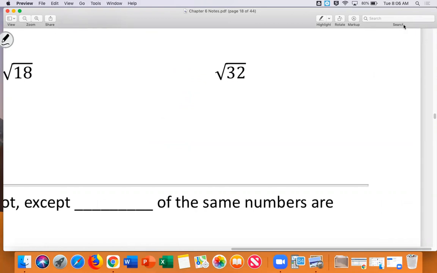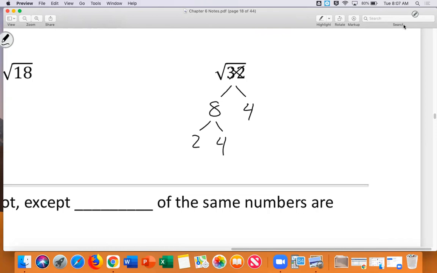8 and 4. Awesome. Now, let's break down 8. Emma, two numbers that go into 8. 2 and 4. Well, that works well for me.